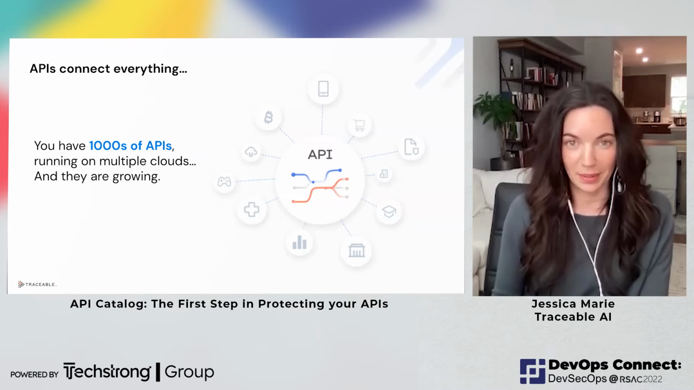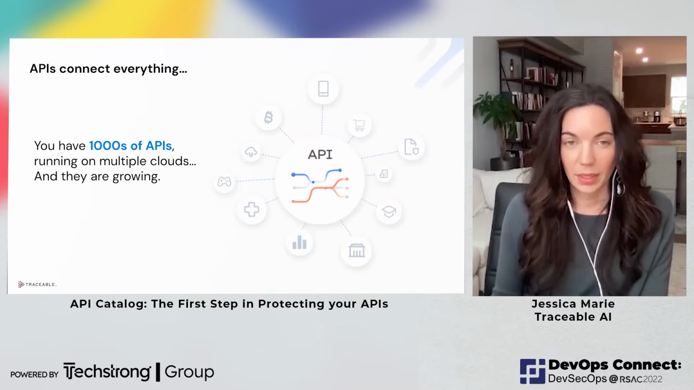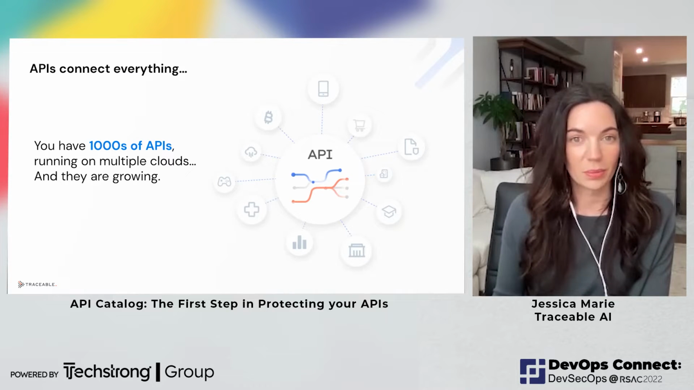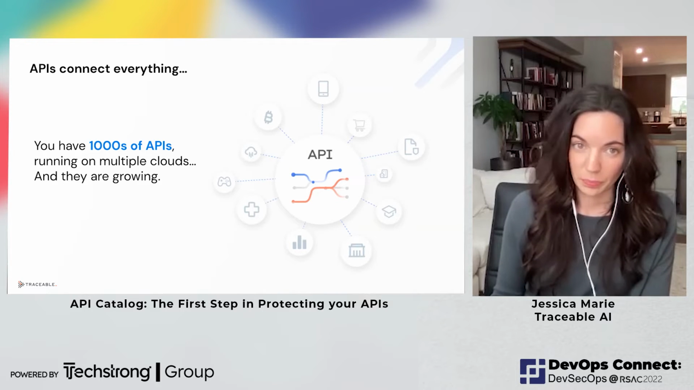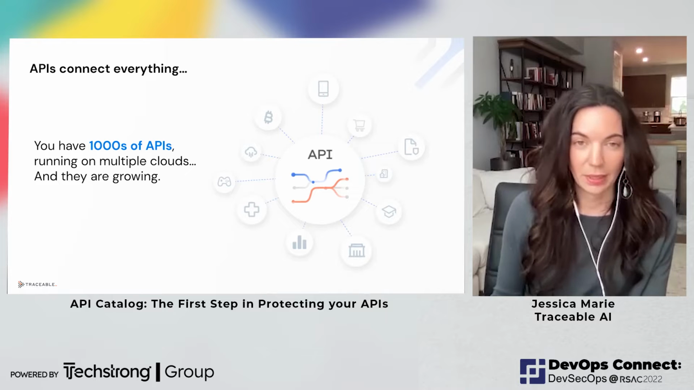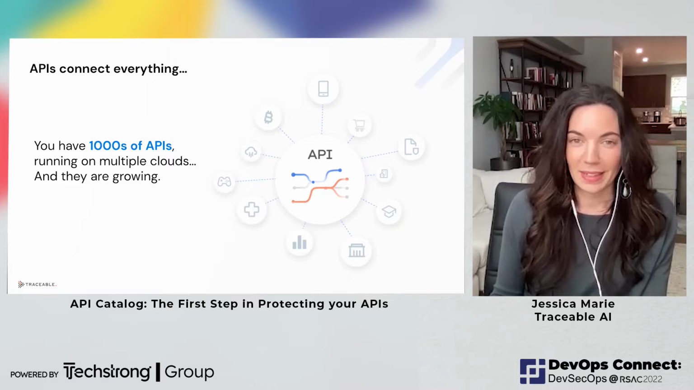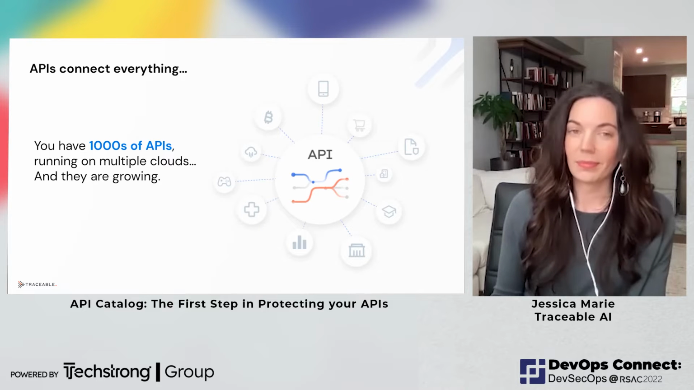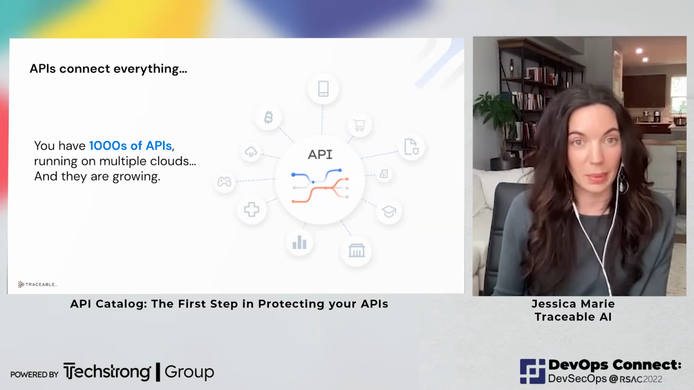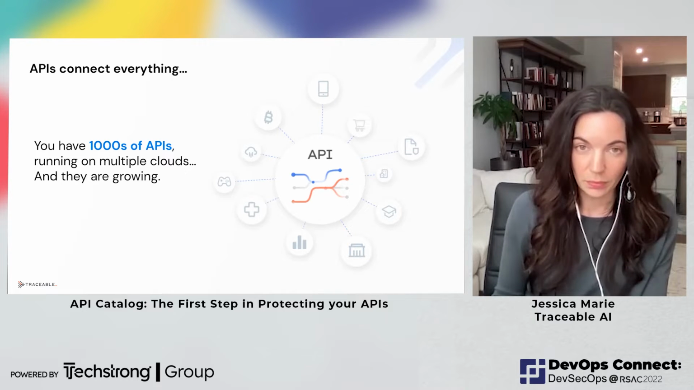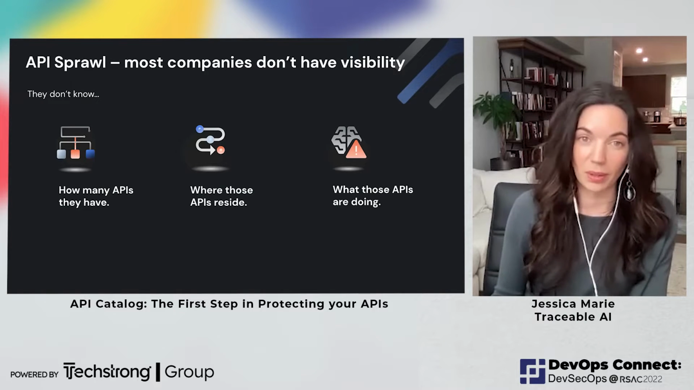Basically, you need an API catalog because APIs connect everything, literally everything. You have thousands of APIs running on multiple clouds, and they're all growing at a rapid pace. There was actually a popular phrase from many years ago, probably 10 years ago now, software is eating the world, which was definitely true at the time. Now it's all about APIs. APIs are actually eating the world. And this phenomenon is known as API sprawl.